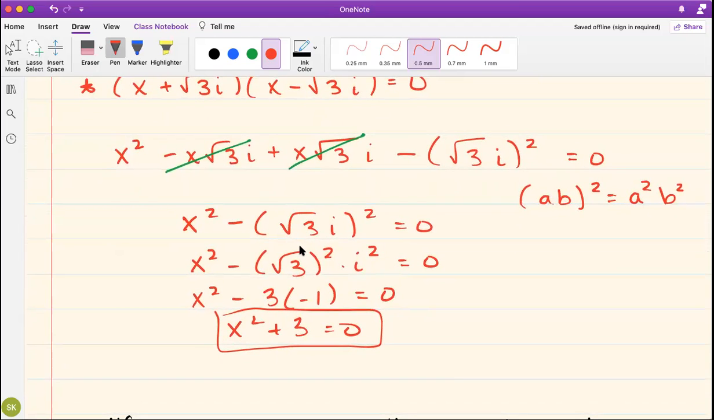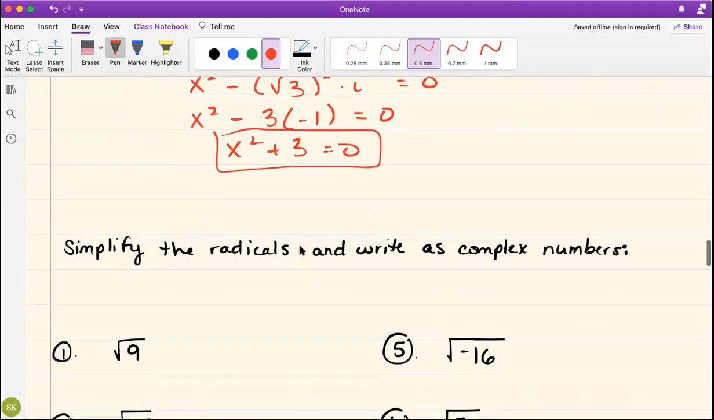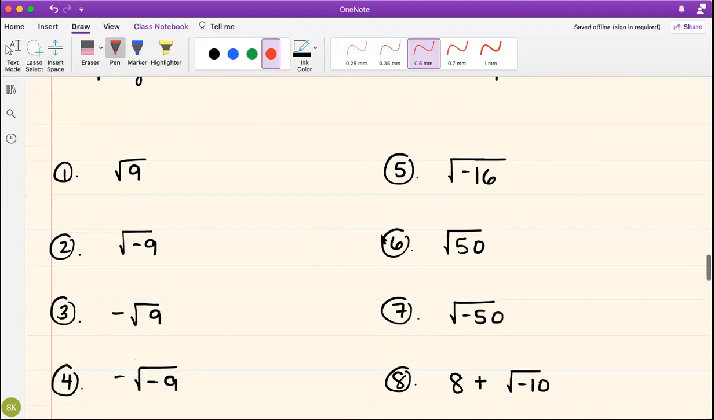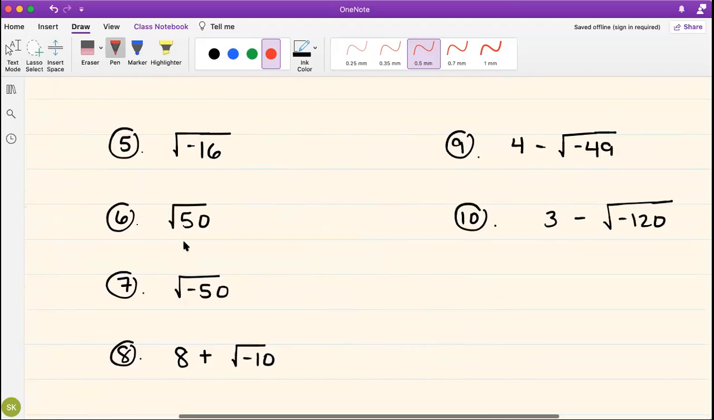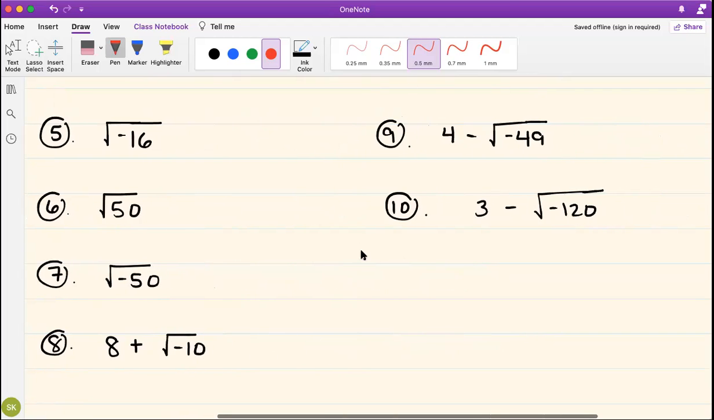So what I want to focus on is doing some problems involving simplifying radicals and writing square roots of negative numbers as a complex number. So we're going to have an imaginary part. So let's see if we can do that. You can see I have 10 problems. You should pause the video and write down each problem and watch me do a few and then see if you can do the rest and double check to see if we get the same answers. So here are the first 8. And here are the last 2 problems.